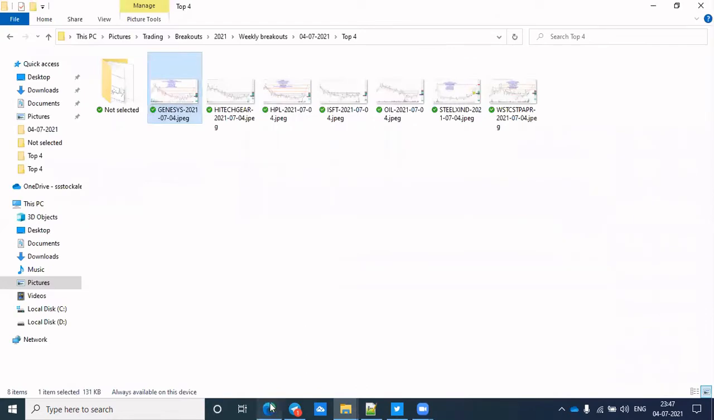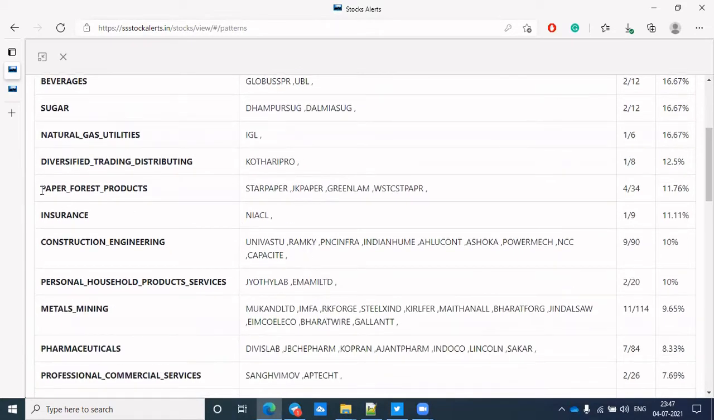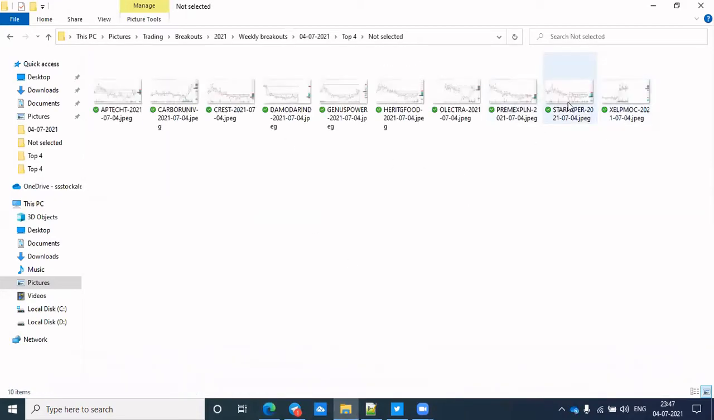Now the next question: since we have selected only one stock from this sector, that is fine. But when you come here, there is a paper sector where 4 stocks are giving a breakout, and Star Paper and WST CST Paper both look good to me. So I have downloaded both of them, and we want to take a look.